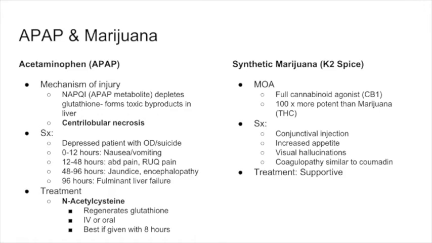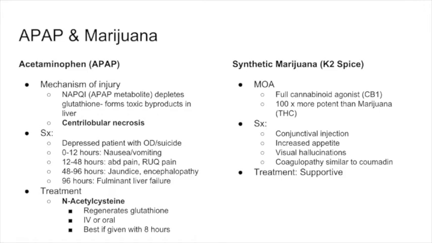Synthetic marijuana, which is called K2 or spice, works as a full cannabinoid agonist. It's 100 times more potent than regular marijuana. Symptoms are conjunctival injection, increased appetite, or visual hallucinations, which I guess you can't really differentiate from regular marijuana. However, there has been something recently in the news, and I don't know if this is going to be on your test or not, but it's important nonetheless.